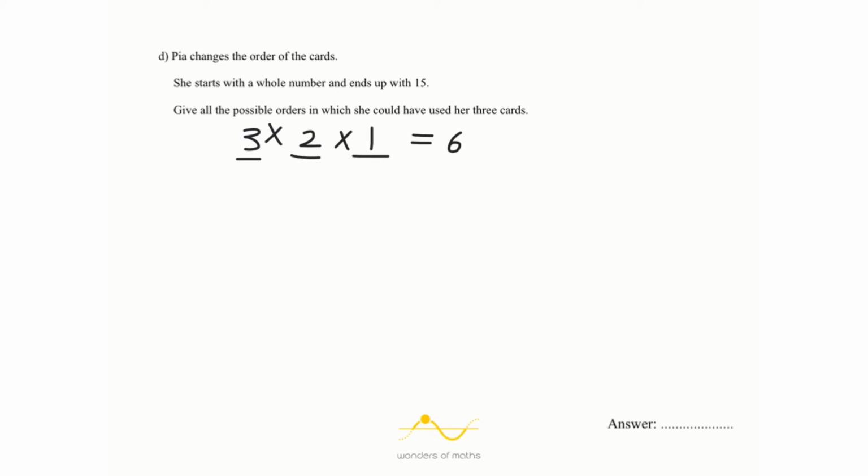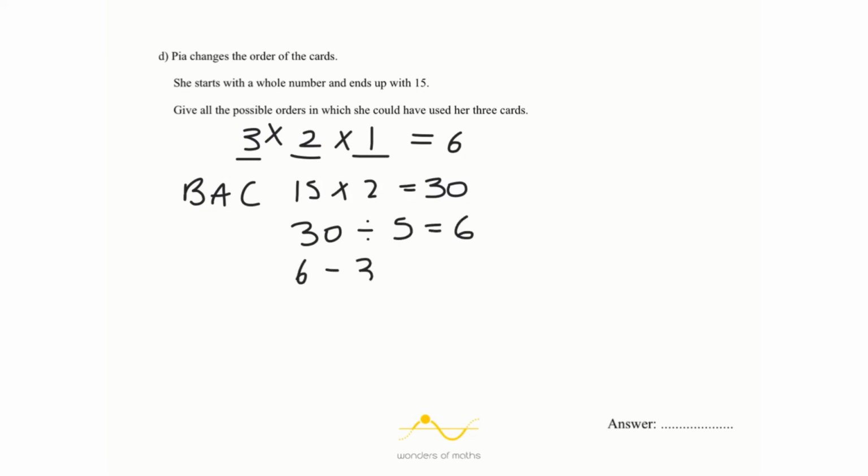Let's consider the possibility of B, A, C. Remember, we need to do the reverse operations. So, 15 times 2 is 30. We then divide 30 by 5 to get 6. And finally, we subtract 3 to get our starting point of 3. Now, we have no contradictions, so we know that this option is correct. Don't worry if you don't get here on the first try.